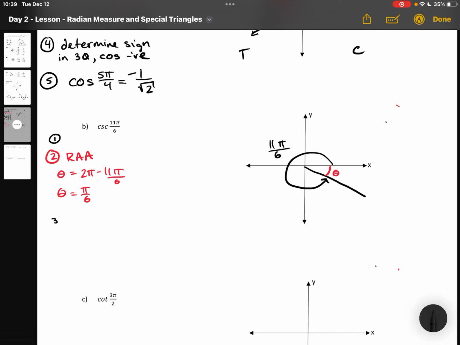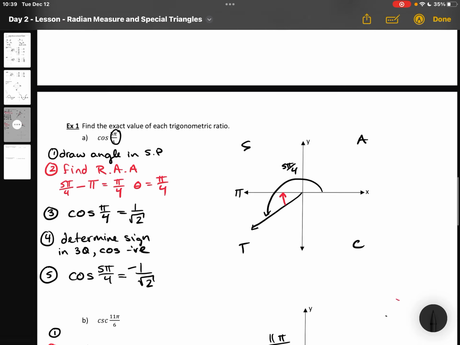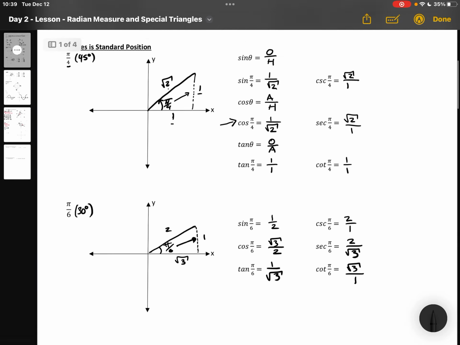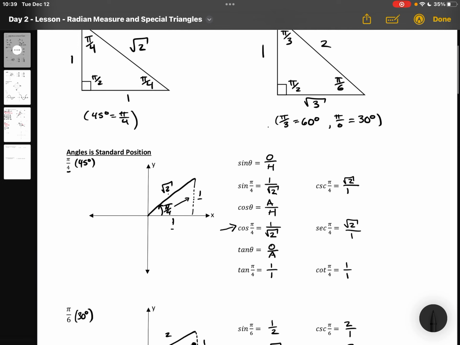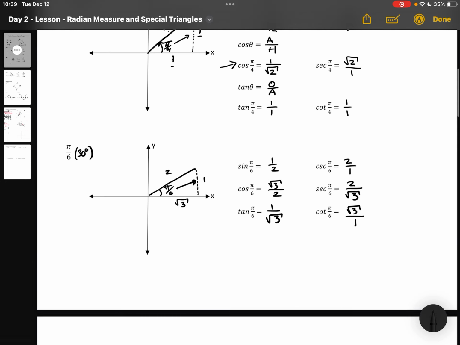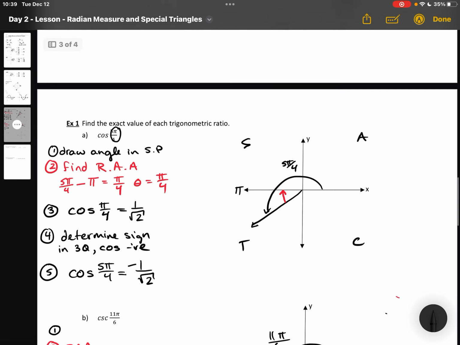So then the next thing I'm going to do is find the cosecant ratio of pi over 6. That is related to sine. Oh, actually, I've got that on my chart. I'll go back up here. So my cosecant ratio of pi over 6 is right here, is just 2 over 1.